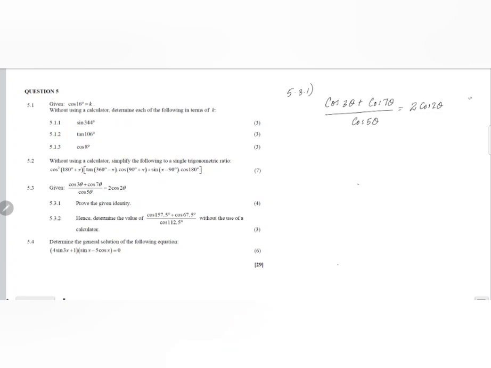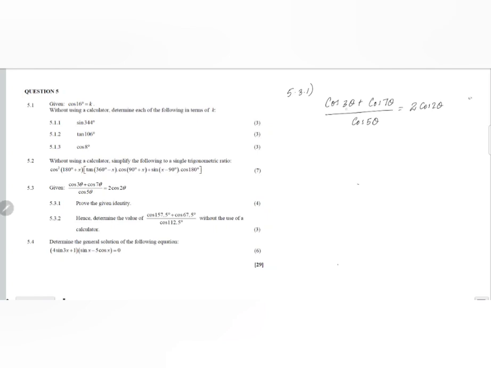All right, now coming to 5.3.1. Prove the identity. Guys, left hand side and right hand side. What is left hand side? Cos 3 theta plus cos 7 theta divided by cos 5 theta. Guys, you know only up until the double angle formula, isn't it? Triple angle and 7 times or 5 times, you haven't learned that one. We don't know the formula for that one. But this is a very simple question, but you need to understand how to deal with that.